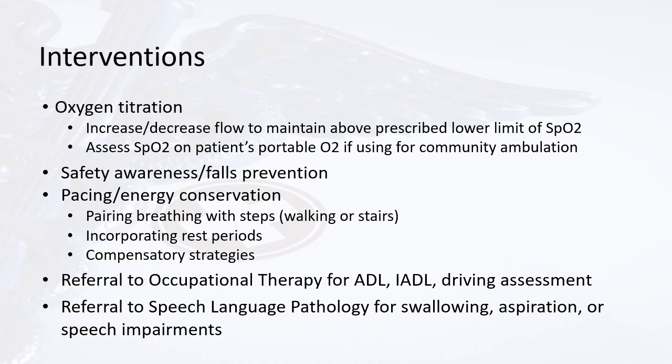If a patient presents to outpatient physical therapy, still requiring supplemental oxygen, we would assist with oxygen titration at rest and with exercise. As physical therapists, we can increase and/or decrease the flow to maintain the oxygen saturation above a prescribed lower limit. It is necessary, however, to make sure we have a prescription to do so. We would also assess oxygen saturation on a patient's portable oxygen device if they're using that for community ambulation to ensure that they're using the right amount of flow.